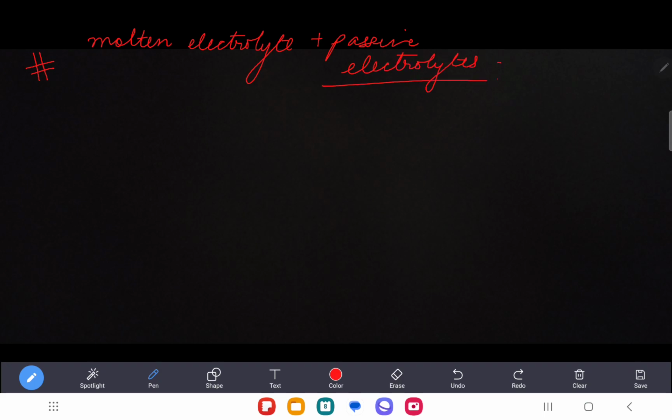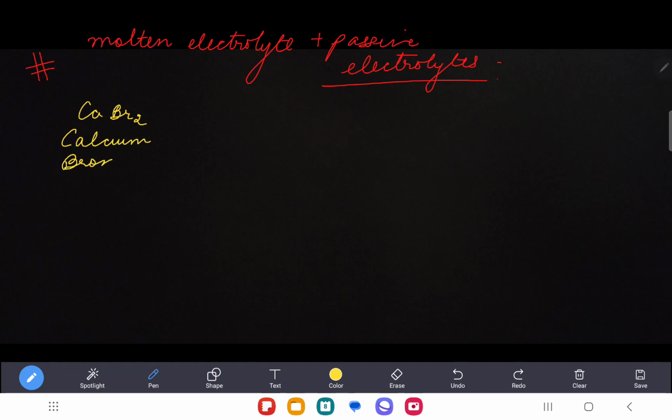What was this? This was a molten electrolyte along with passive electrodes. This we have discussed, right? Now, let's suppose I take an example of CaBr2, calcium bromide. Ca plus 2.